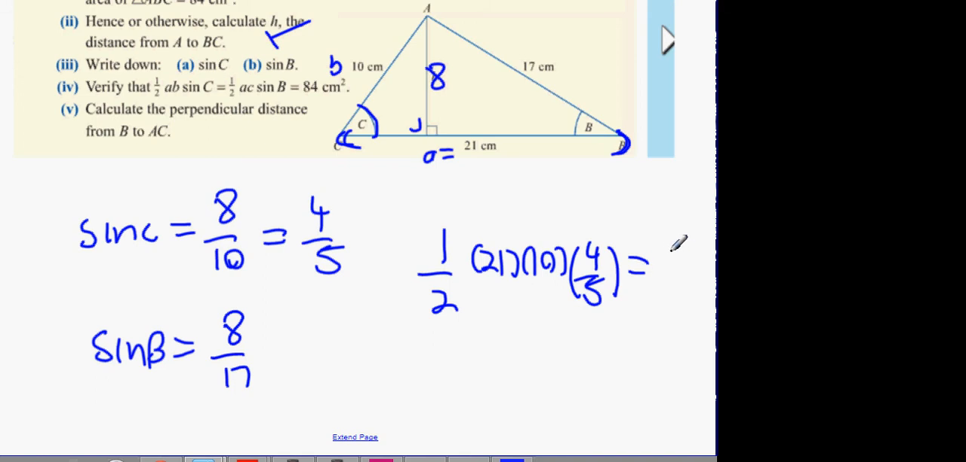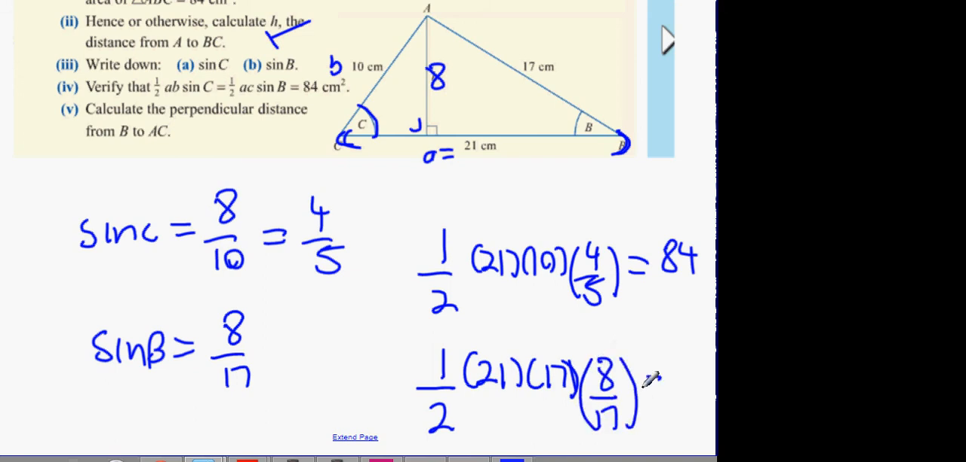The other one is a half AC sine B. So it's going to be a half, A, once again, is 21, C is 17. And sine B is what? 8 over 17. Now, does that work as well? Does that equal 84? Yeah.